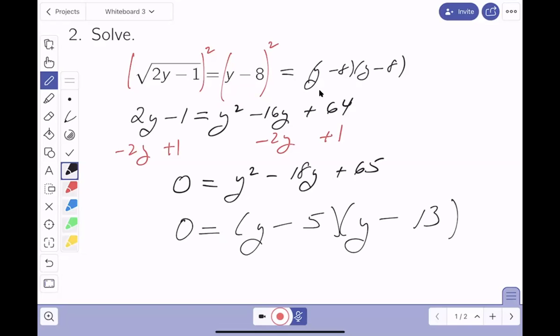Make sure it works. y times y is y squared. Minus 13 minus 5 is minus 18. That worked. And minus 5 times minus 13 is plus 65. The answers are super simple. What are they? y equals 5 or y equals 13.